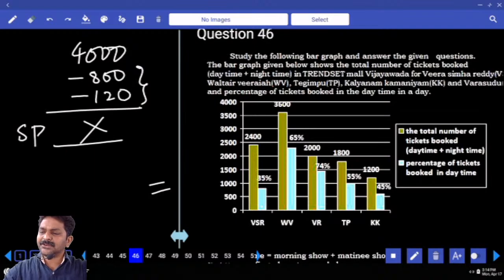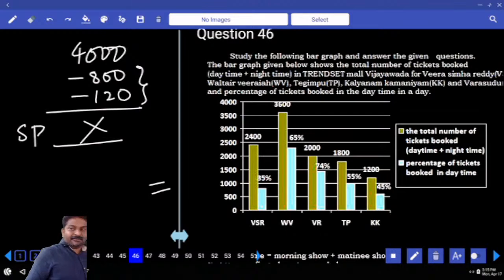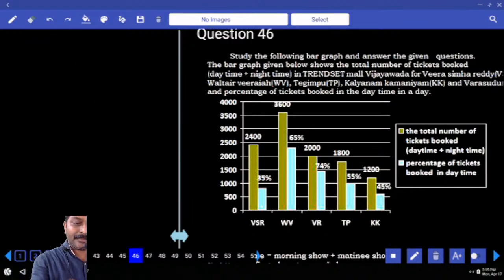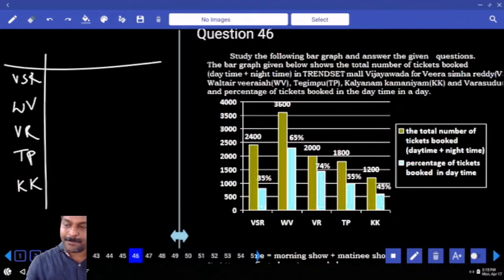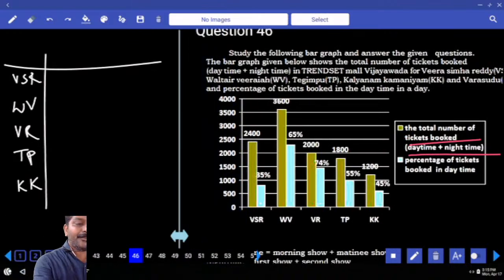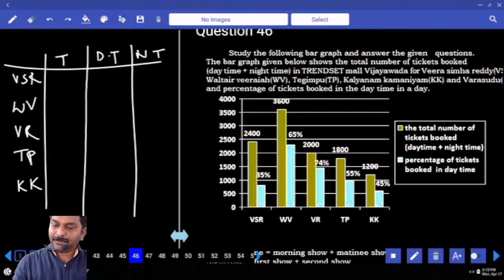The bar graph given below shows the total number of tickets booked daytime and night time in Transit Mall, Vijayawada for Veerasimha Reddy, Walter Veerayya, VSR, WV, VR, TP and KK. First we were given total number of tickets booked in both daytime and night time. So let's first write total value, then we will write daytime and then night time. Is that okay? Right. 2,400.